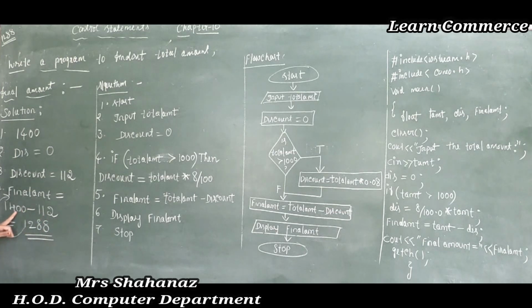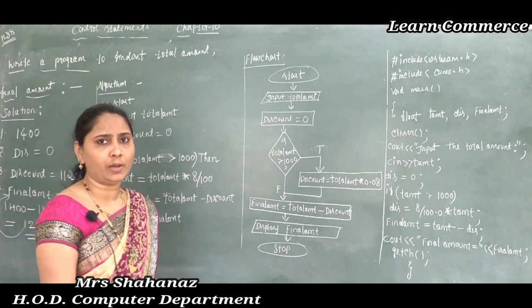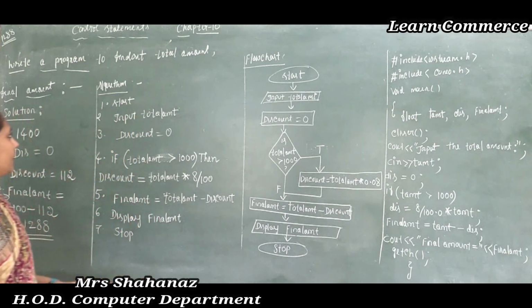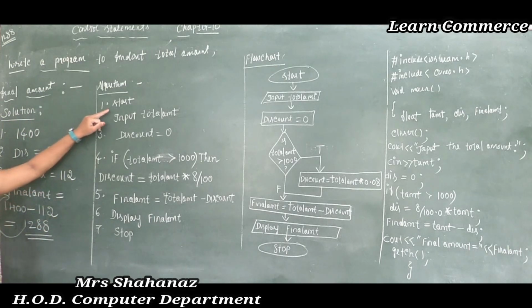Here maybe your total amount is 900, so 900 minus 0, the final amount is also just 900. Is this point clear? Only if the total amount is greater than 1000, then the discount is allowed, that is the 8% discount. Because of this, after getting the discount, I subtracted it from the total amount of the bill. Whatever answer I got is called the final amount of the bill. Okay, now after the solution, next is the algorithm.